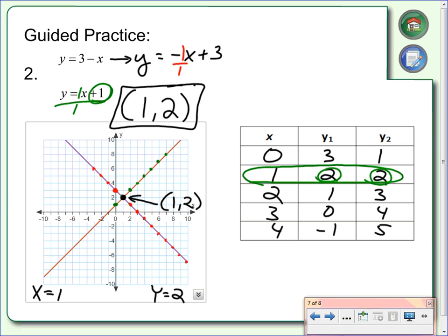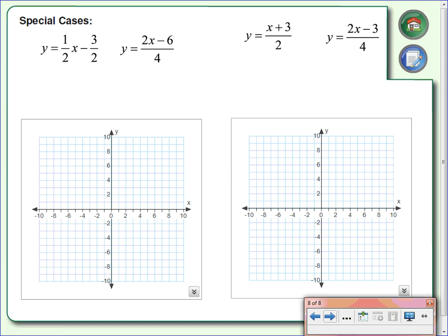All right, so that takes care of number 2. We've got 2 more that we're going to look at real quick here. Take a look at the special case, and we're looking at number 3.